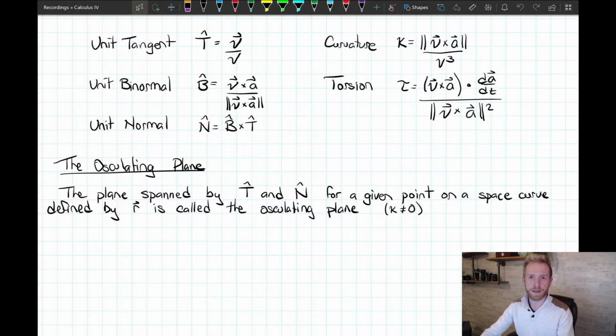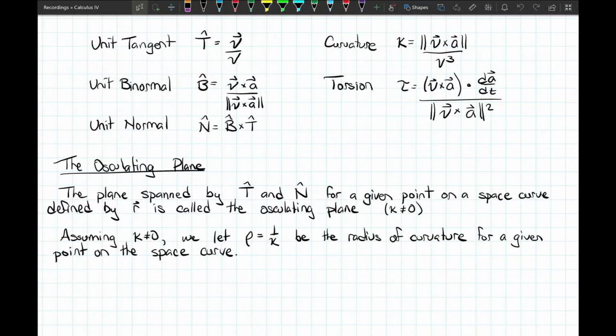Now, once we've got the osculating plane kind of in our mental image here, then what we can think about is how we interpret curvature on that plane. Well, assuming again that curvature is non-zero, using this inverse relationship, if we let rho equal 1 over our curvature, that is the radius of a circle in which we are sort of turning, the radius of curvature. And that gives us the idea of the circle of curvature.